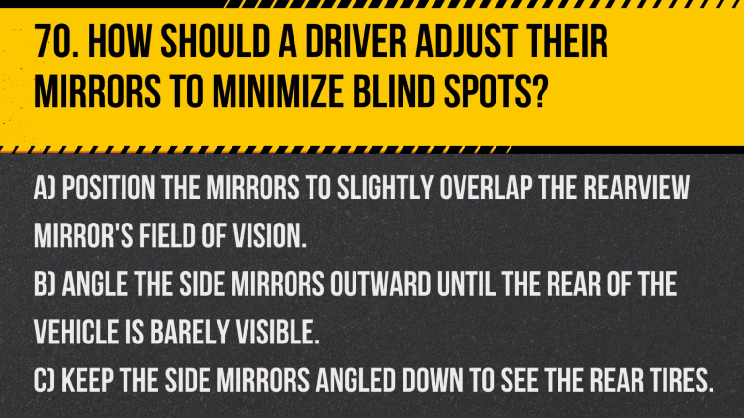Question 70. How should a driver adjust their mirrors to minimize blind spots? A. Position the mirrors to slightly overlap the rearview mirror's field of vision. B. Angle the side mirrors outward until the rear of the vehicle is barely visible. C. Keep the side mirrors angled down to see the rear tires. Answer: B. Angle the side mirrors outward until the rear of the vehicle is barely visible. This setup helps reduce blind spots, enhancing safety during lane changes.